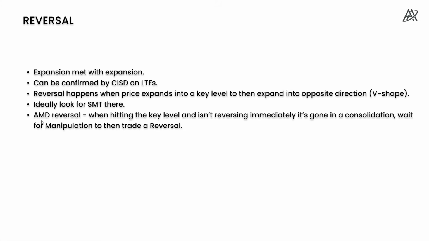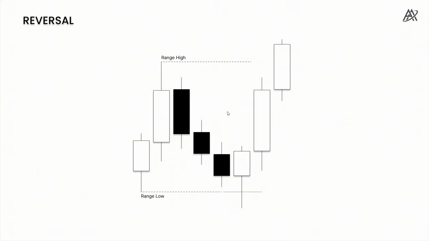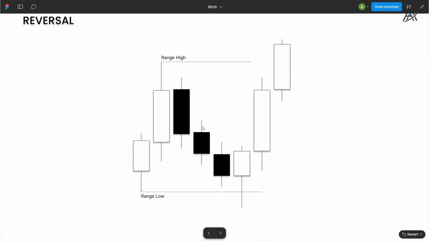Okay. There is something called AMD reversal, right? It happens when price hits the key level, but it doesn't reverse immediately. For example, it just goes into a consolidation. So we just wait for a manipulation of those consolidation lows or highs to then trade a reversal, right? Which is also called the accumulation, manipulation, distribution type of a reversal. This is what a reversal looks like, right?